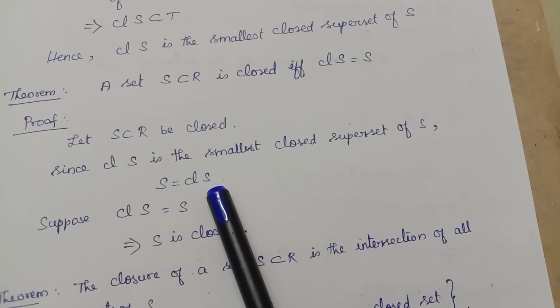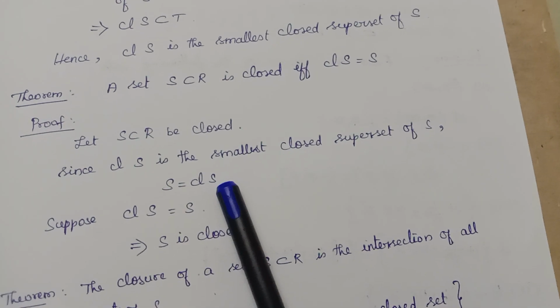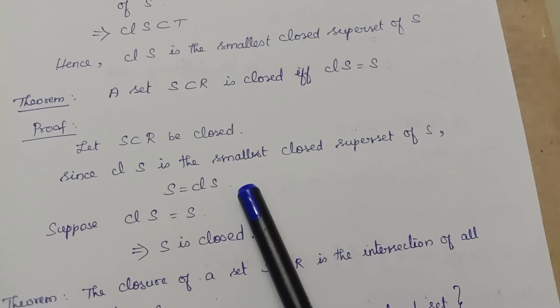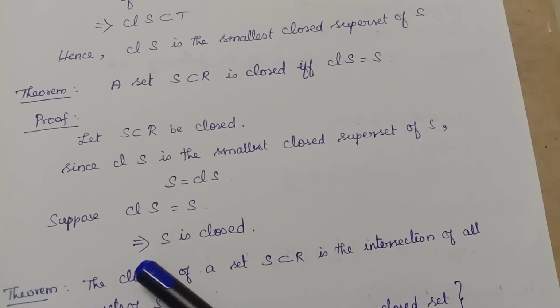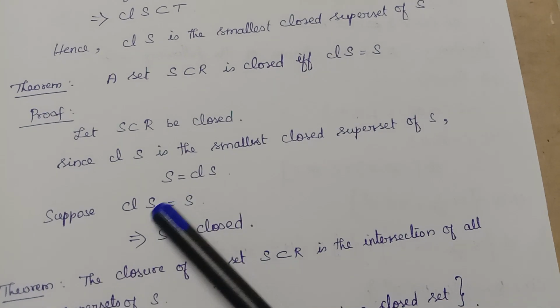So S is equal to closure of S. So one side of the inequality is proved. Sorry, one part of the theorem is over. For the other part, suppose closure of S equals S, then also S is closed, because closure of S is closed, no? So S is also closed.